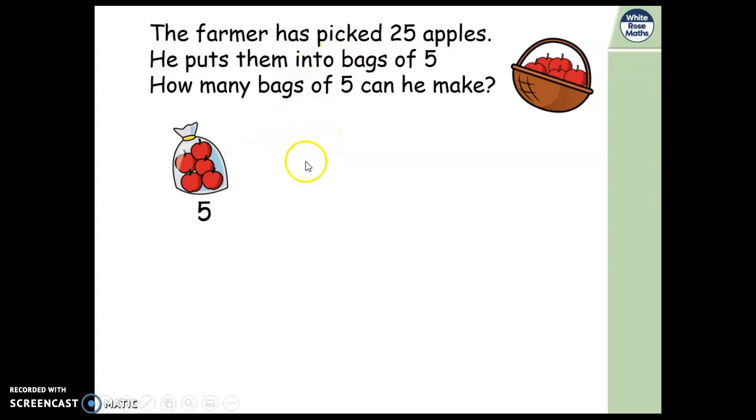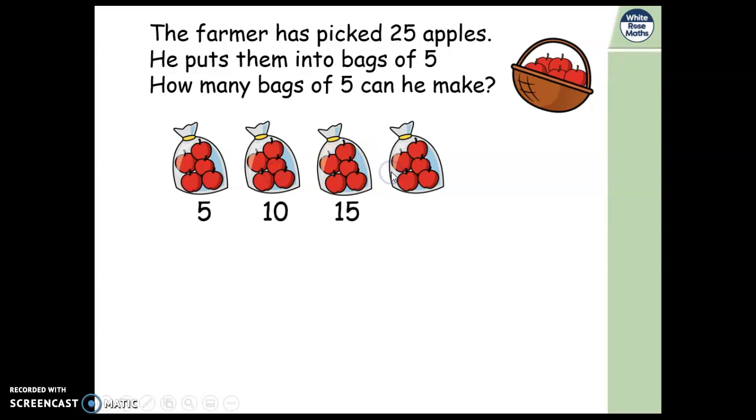So let's put them into groups of 5. 5 add 5 is 10, 15, 20, 25. 1, 2, 3, 4, 5 bags of 5. Now we should know that because we should know that 5 times 5 is 25. So again, just re-emphasizing how important it is for you to learn your times tables.